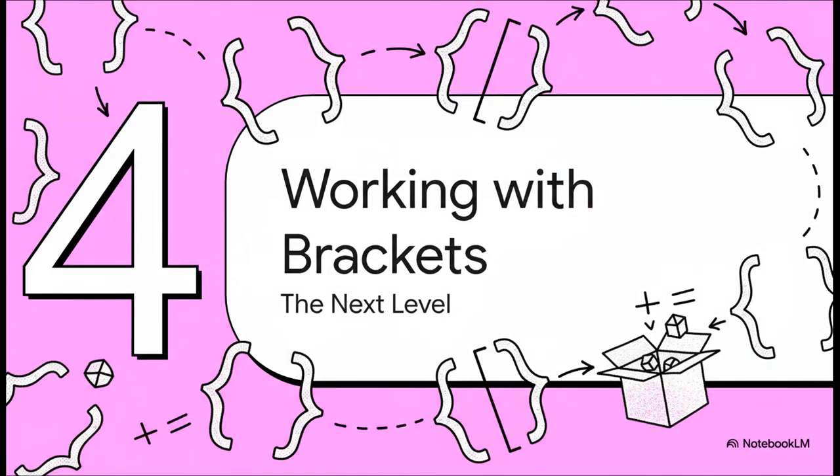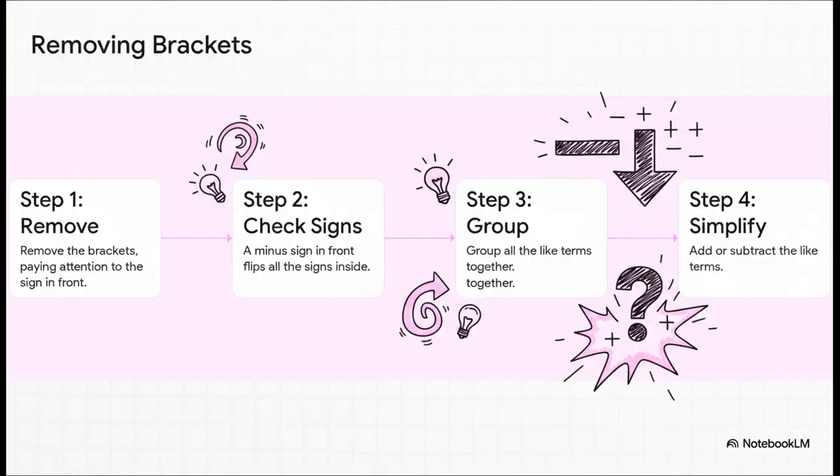All right, ready for level 2? Let's talk about brackets. Don't let them intimidate you. Just think of them as little packages inside the main expression. We just need to know the right way to unwrap them. Now here is the absolute golden rule for brackets. The one thing you have to remember. You always have to look at the sign directly in front of the bracket. If it's a minus sign, this is huge. It flips every single sign on the inside. A plus becomes a minus, and a minus becomes a plus. That one detail is the key to the whole thing.